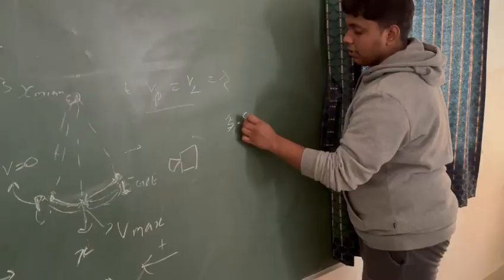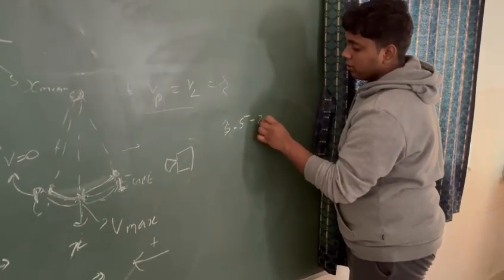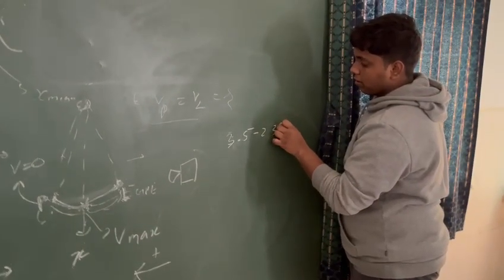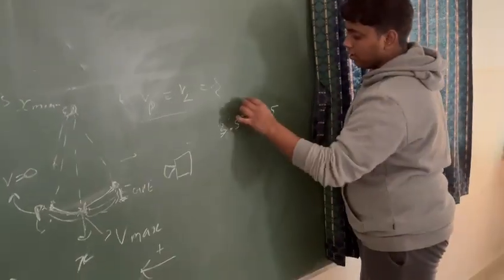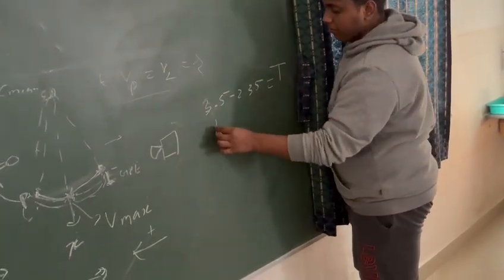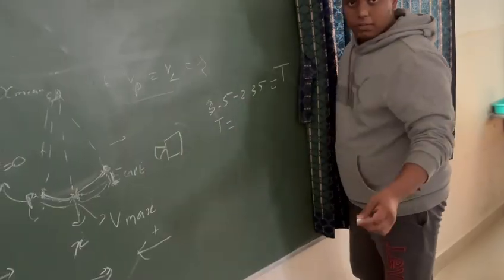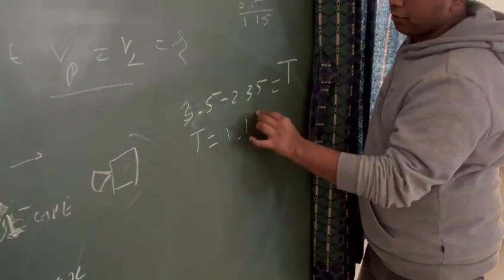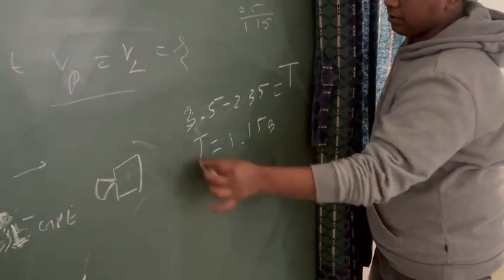So I'll start by subtracting this, which will give us our time period, capital T. So we do this on a calculator. This will give us a time period of 1.15 seconds. This is the time period.